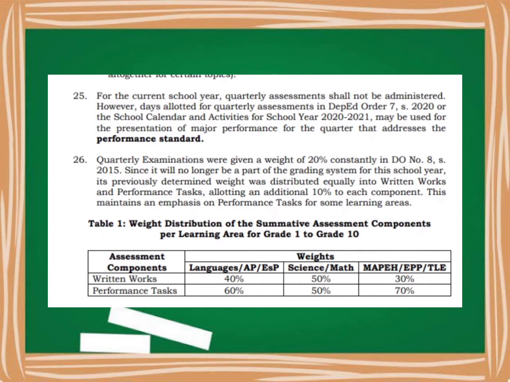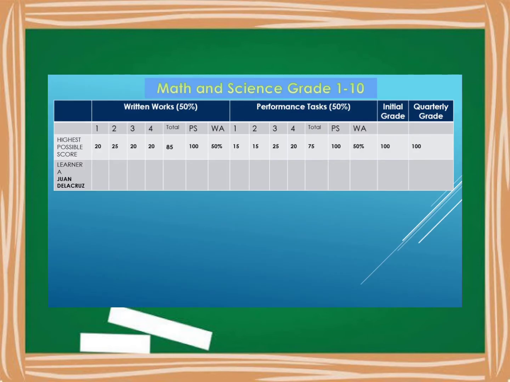Kung mapapansin natin, ang language, araling panlipunan, at ESP ay may 40% written works and 60% performance tasks. Samantalang ang Math and Science ay parehong 50% ang written works and performance tasks. At ang MAPE, EPP at ELE ay may 30 and 70% respectively. Dahil wala na ang quarterly exam, nahati na lang sa dalawa ang ating pagkukompute ng grades. Ito ang written works at ang performance task.